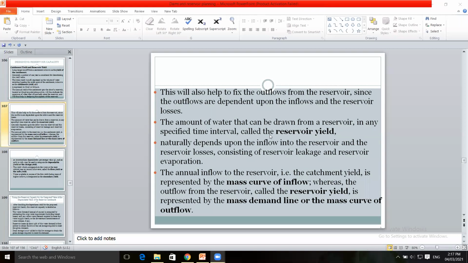In one hour, this much water has been drawn from it, or this much outflow has occurred. The amount of water drawn from a reservoir at a given time, in one hour, in 24 hours or in 12 hours, how much quantity of water can be drawn, that is known as reservoir yield.